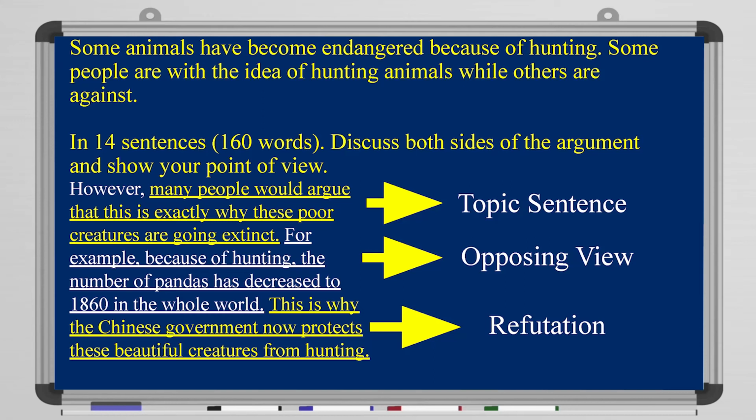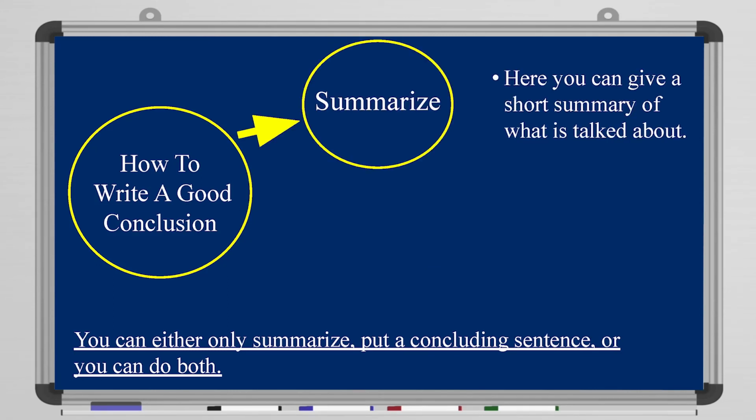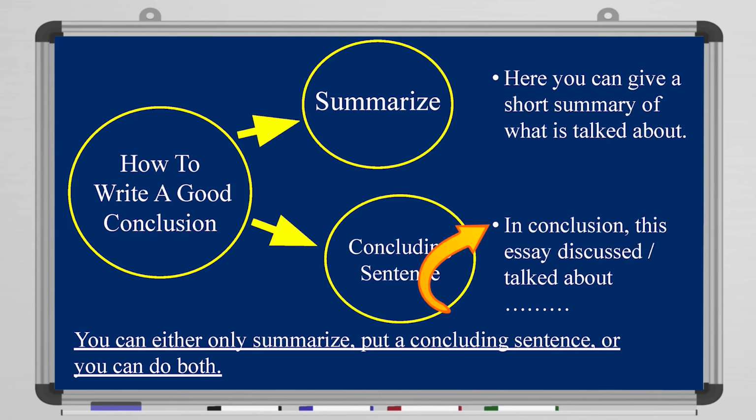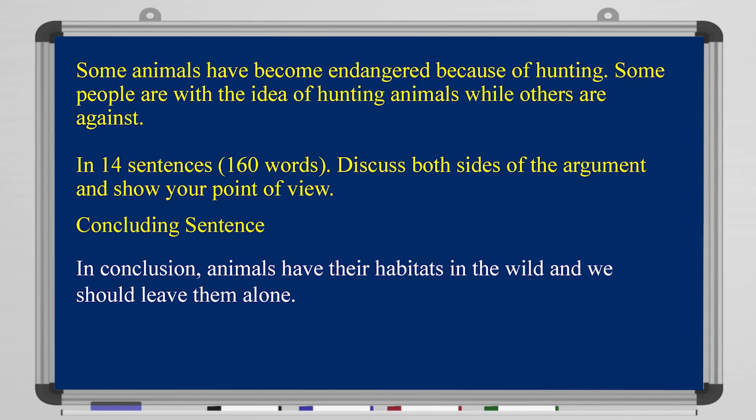Finally, a conclusion. The conclusion, you can either summarize what you just said or just give me a concluding sentence. In conclusion, this essay talked about. Okay? So for example, to summarize or to sum up, not all animals should be hunted unless people want to eat them. Or for example, in conclusion, animals have their habitats in the wild and we should leave them alone. Okay? So did you get all that? I'm sure you did. Repeat this episode more than once so that you can get it.